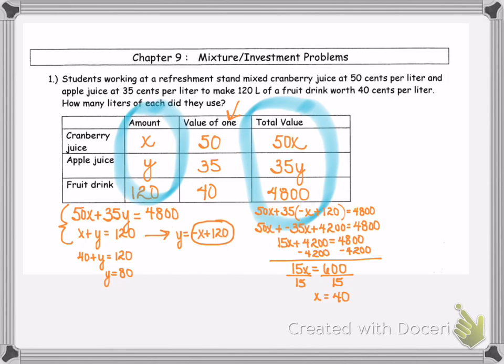The last step I want you to do, part of the 5-step process, is go back to the original problem and see what they're asking for. They want to know how many liters of each did they use. So in your sentence, you need to use units of liters, and you need to identify how much of each type. So let's write a sentence something like, they used 40 liters of cranberry and 80 liters of apple.